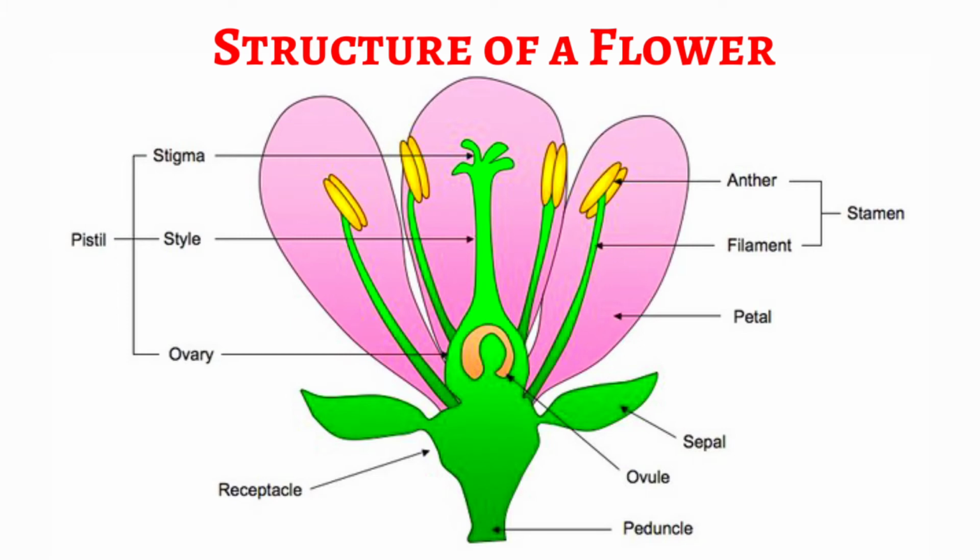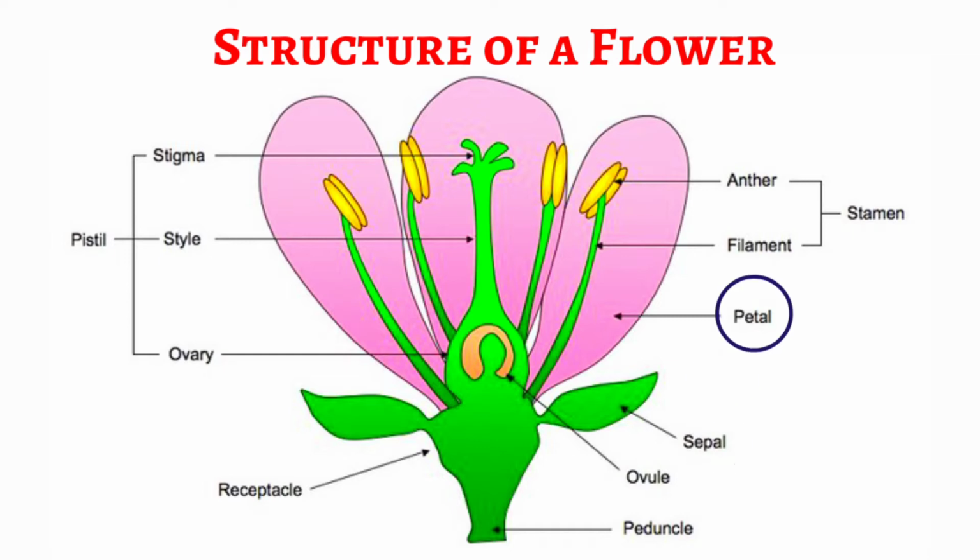The basic parts of a flower are given here. So let's understand each part of a flower. First part here, sepals. So what are the sepals? The outermost green leafy structures in a flower are called sepals. Sepals protect the flower at the bud stage. Sepals are the most important part in an open flower.